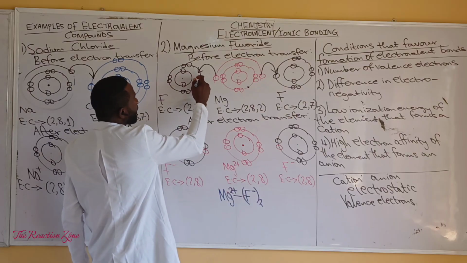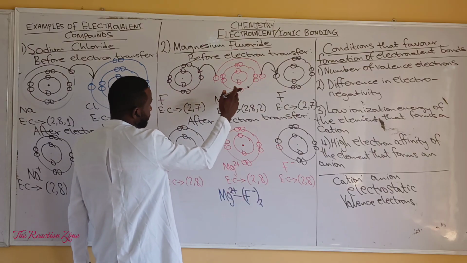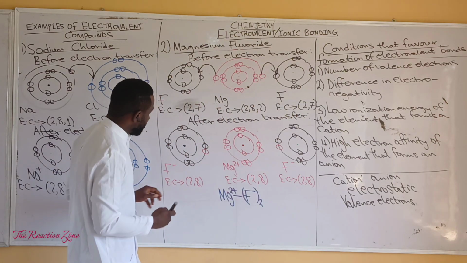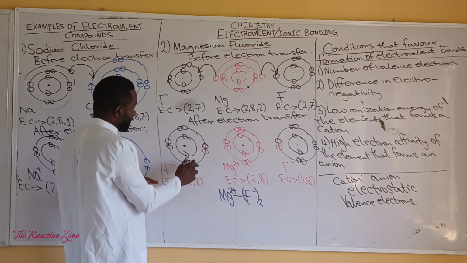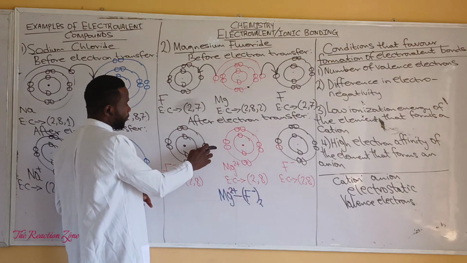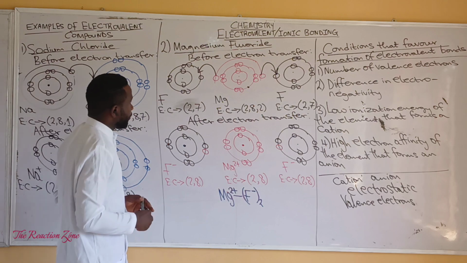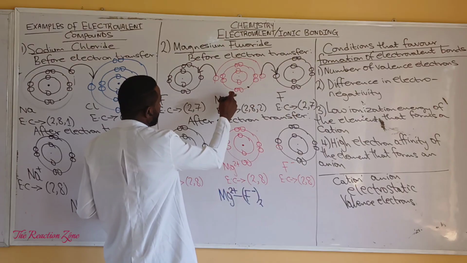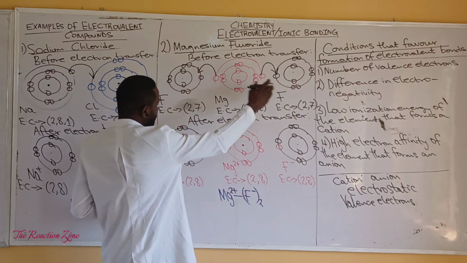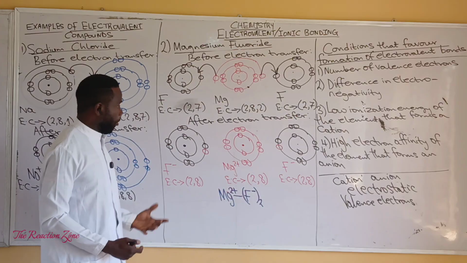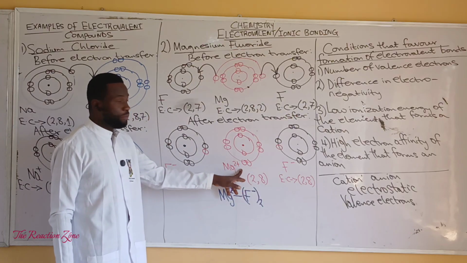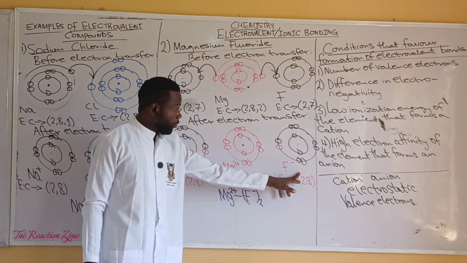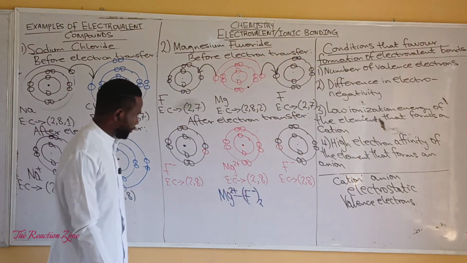When each of the fluorine atoms receives 1 electron each from magnesium, they become fluoride ions. And each of the fluoride ions has 8 electrons in its outermost electron shell. So what does this tell us? That the transfer of electrons from magnesium to the fluorine atoms results in the formation of magnesium ion, which is positively charged and as a result is a cation, and fluoride ions, which are negatively charged and are anions.